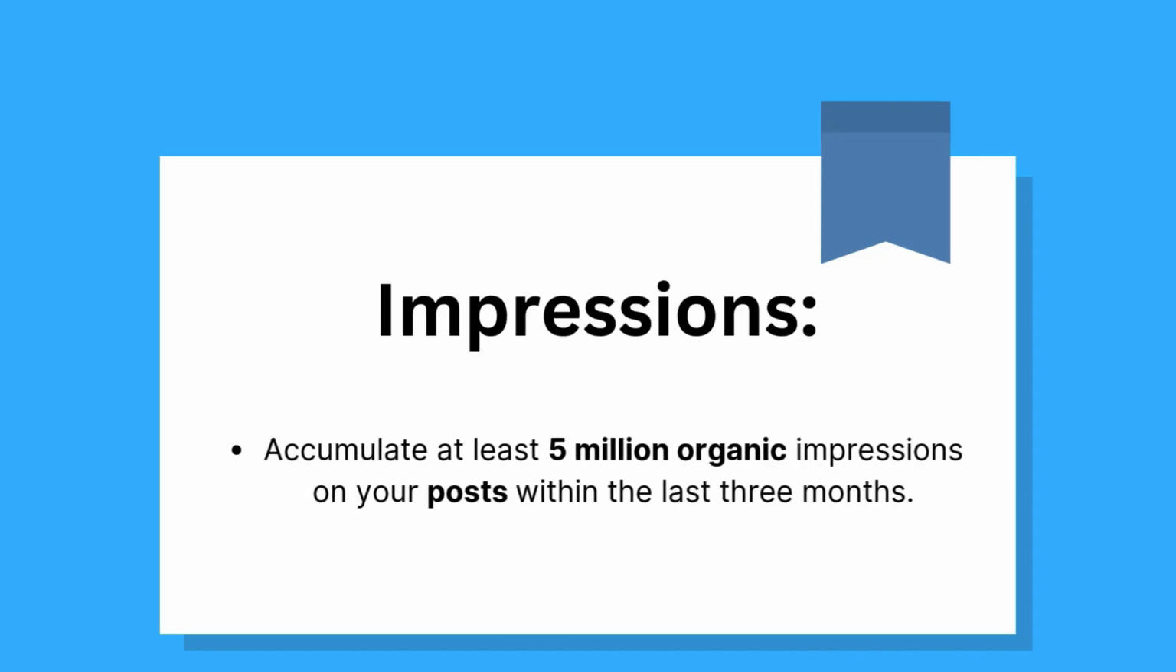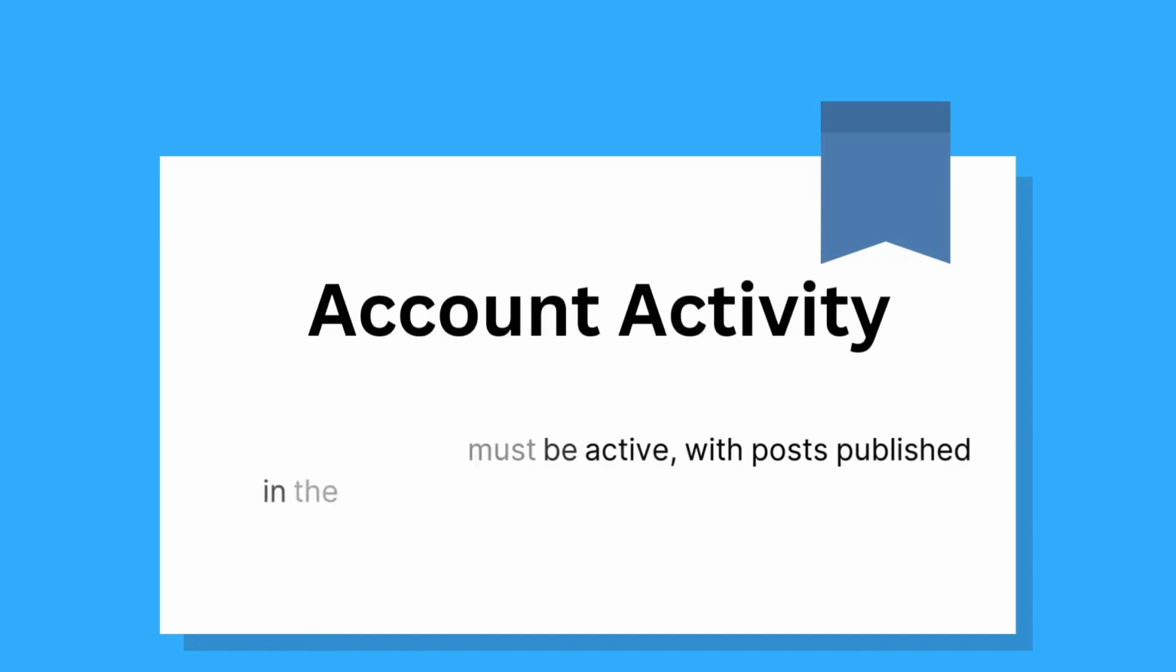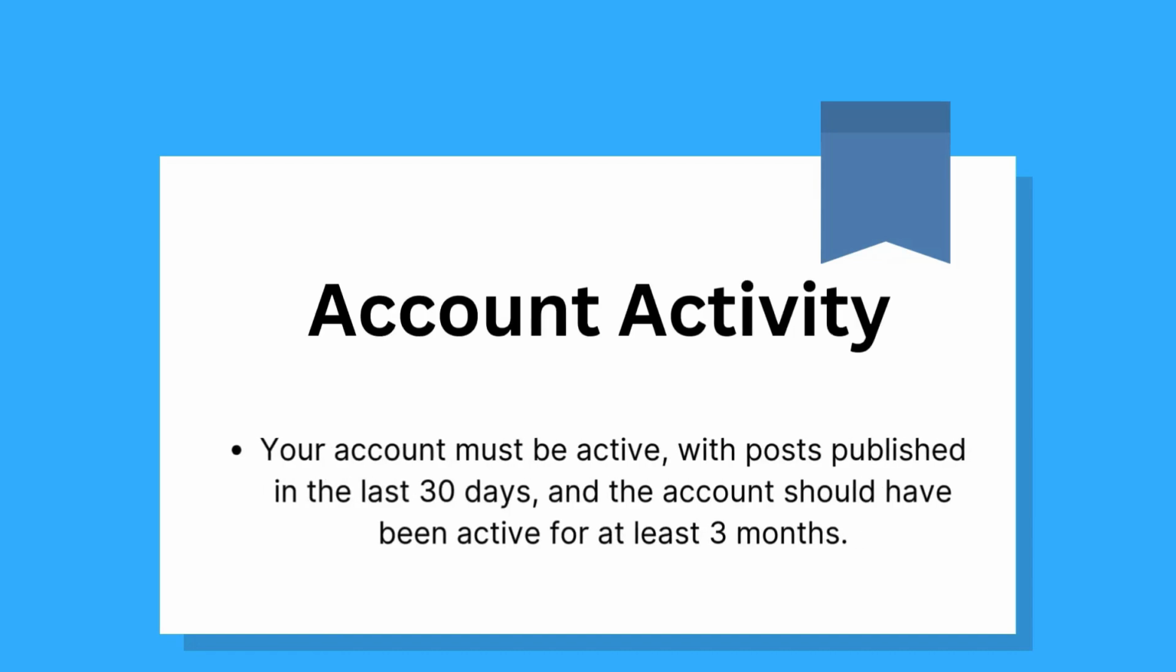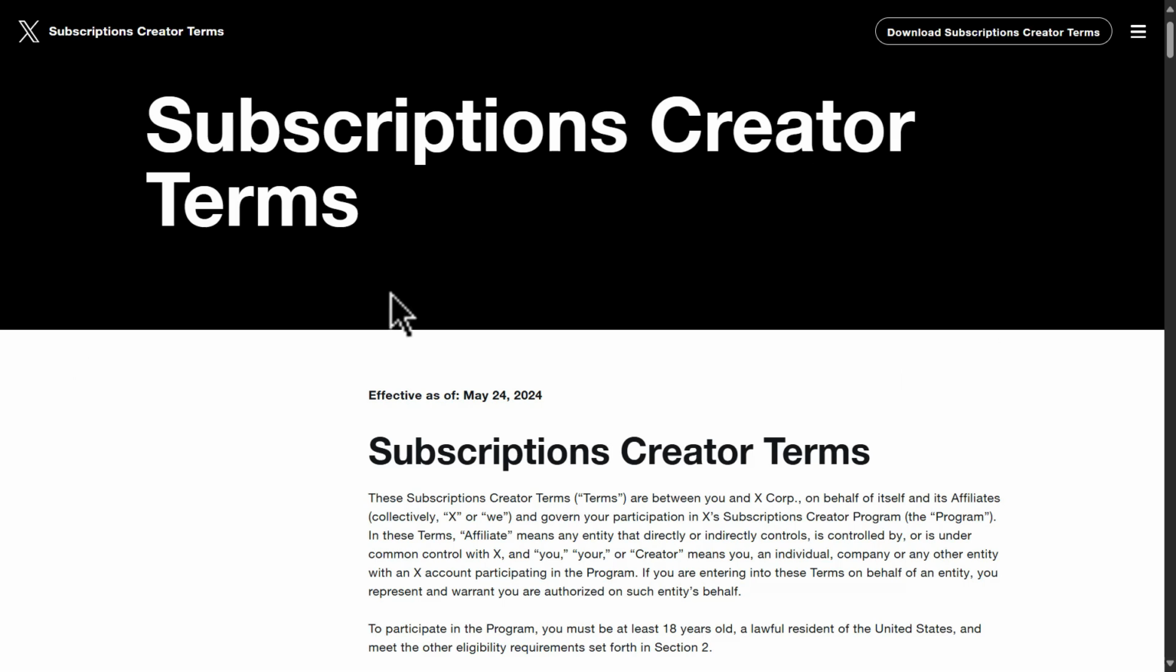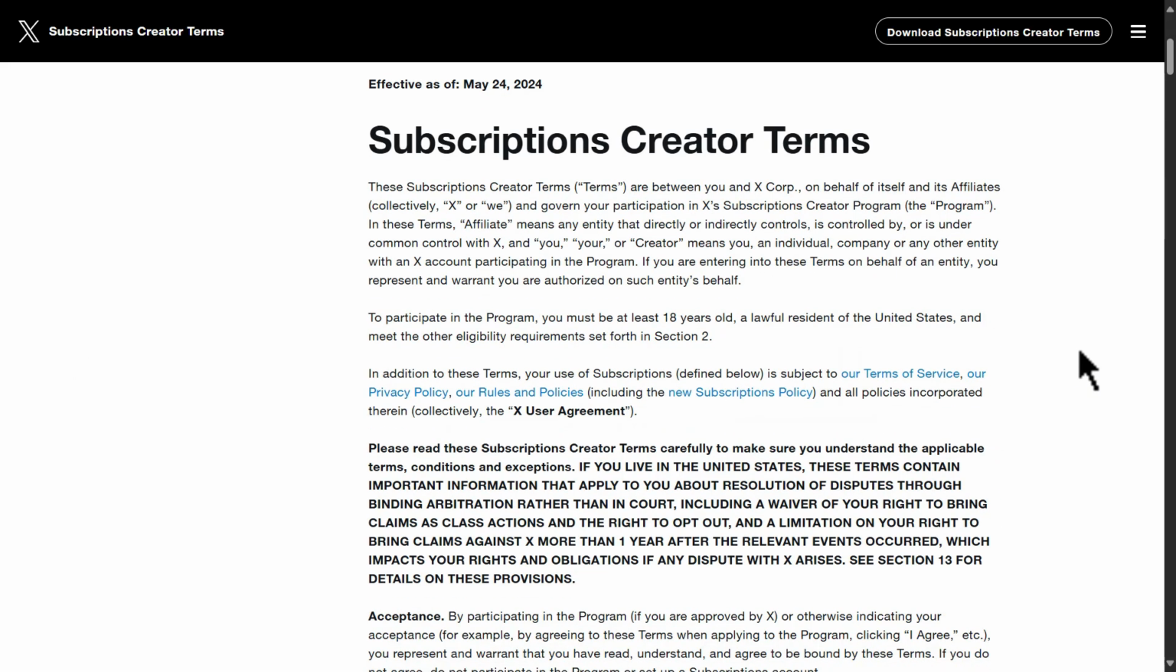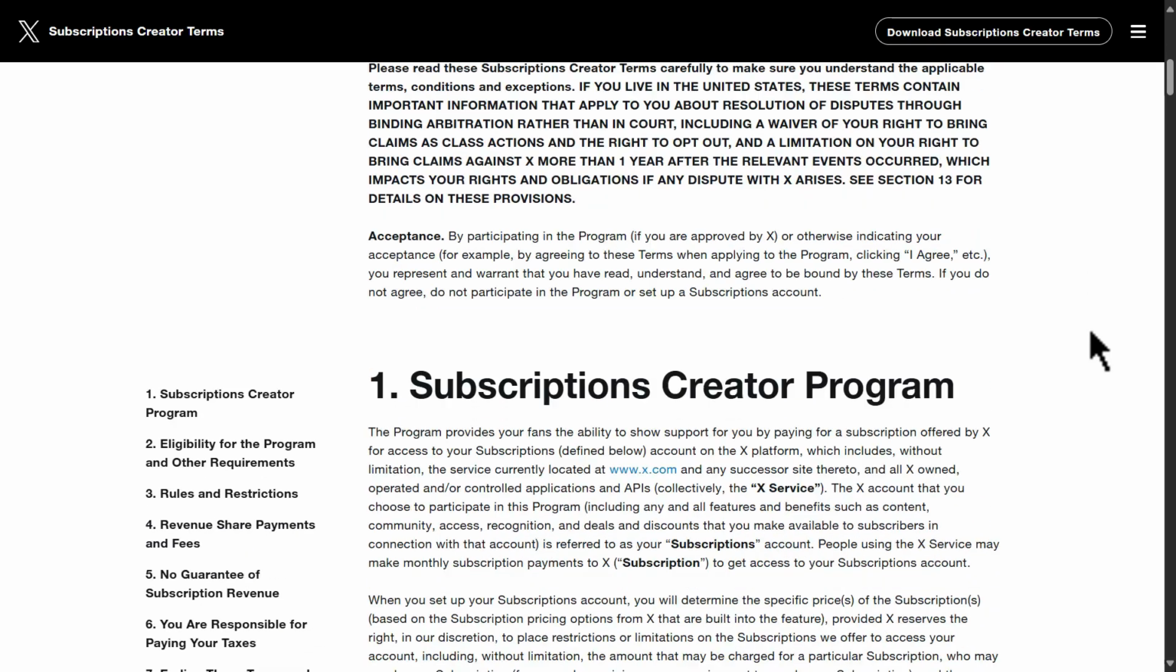Impressions. Accumulate at least 5 million organic impressions on your posts within the last 3 months. Account activity. Your account must be active with posts published in the last 30 days, and the account should have been active for at least 3 months. Comply with X user agreement, creator monetization standards, and other relevant policies.